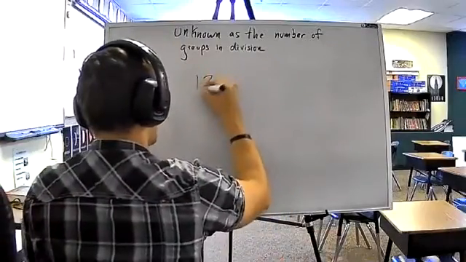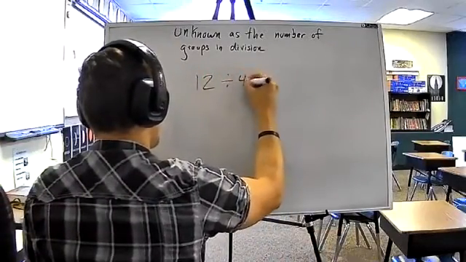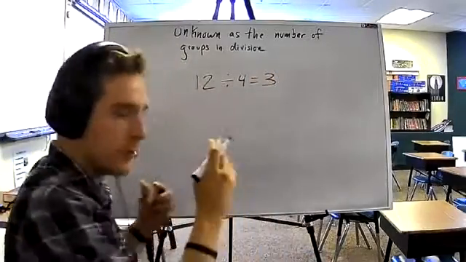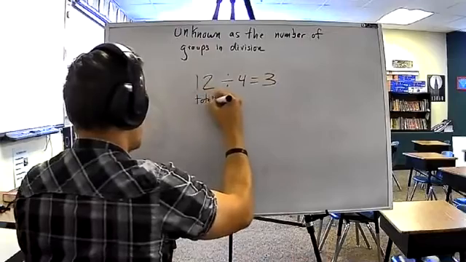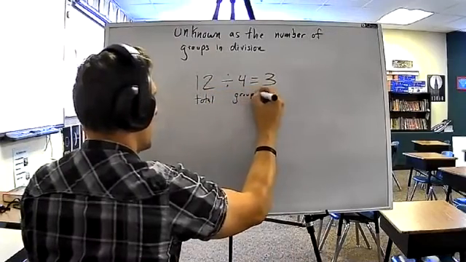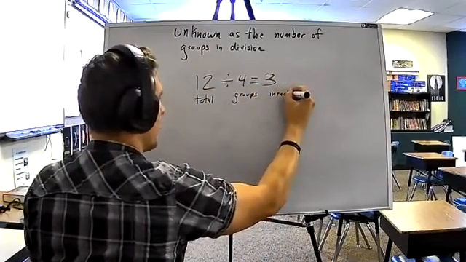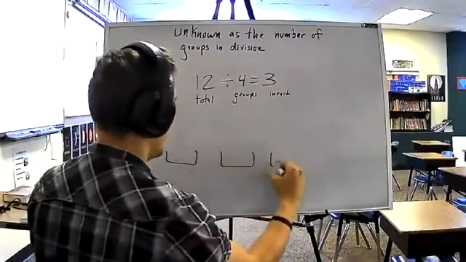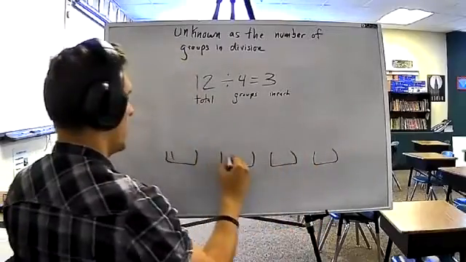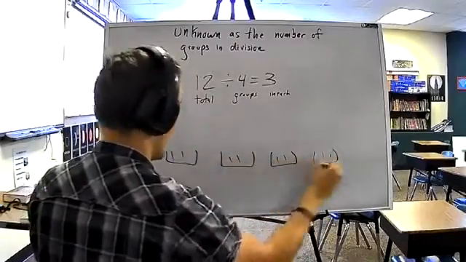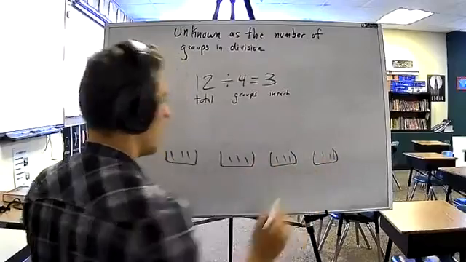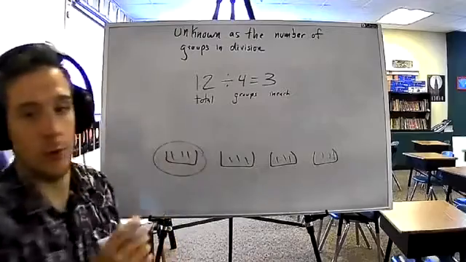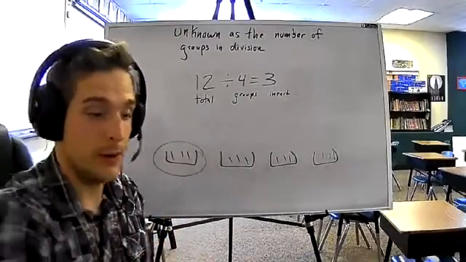And that problem was 12 divided by 4 equals 3. On the previous time, I'll just do this quickly. We talked about how this was the total, this was how many groups, and this was how many was in each group. We're trying to find that 3. So we started with 12. We put 4 groups down, and we went 1, 2, 3, 4, 5, 6, 7, 8, 9, 10, 11, 12. We've found the total, and now there's 3 in each group. That was the main idea behind that one.